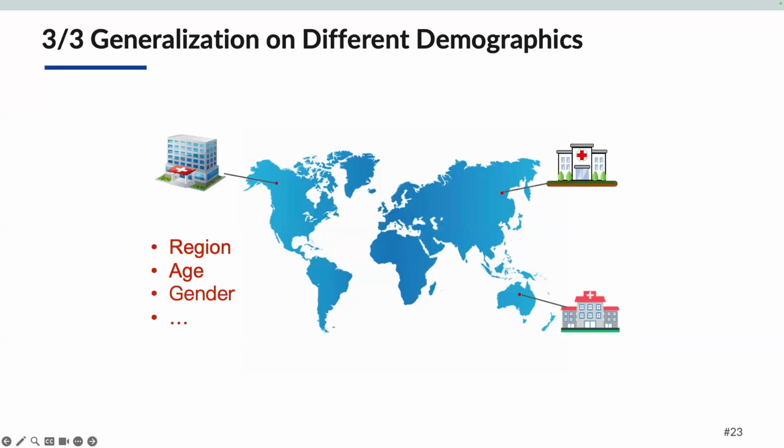And the second challenge in cancer research is generalizing to different demographics. There are countless hospitals around the world, and the CT images taken at different hospitals in various regions can vary a lot due to differences in the local population, like age, gender, and other factors. This results in a significant domain gap between the data from different hospitals.